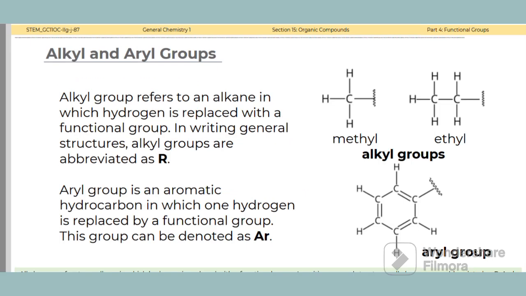Alkyl group and aryl groups. Alkyl groups refers to an alkane in which a hydrogen is replaced with a functional group. In writing general structures, alkyl groups are abbreviated as big letter R, while an aryl group is an aromatic hydrocarbon in which one hydrogen is replaced by a functional group. This group can be denoted as big letter A and small letter r.